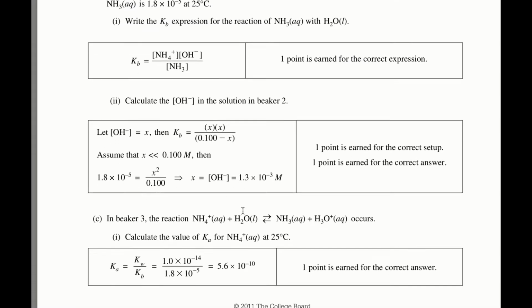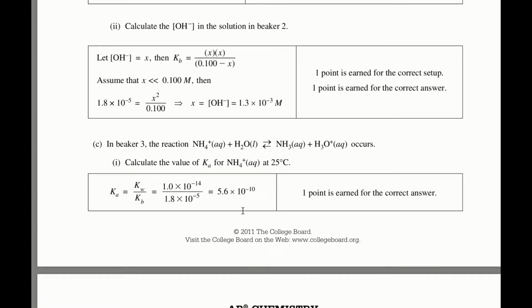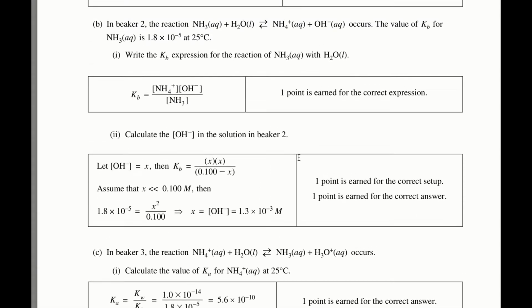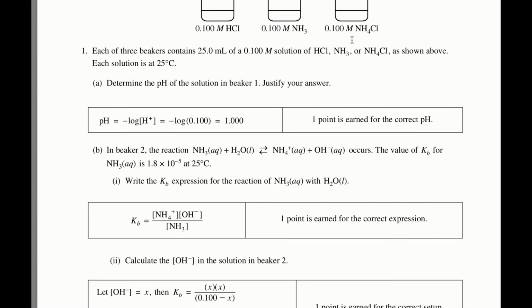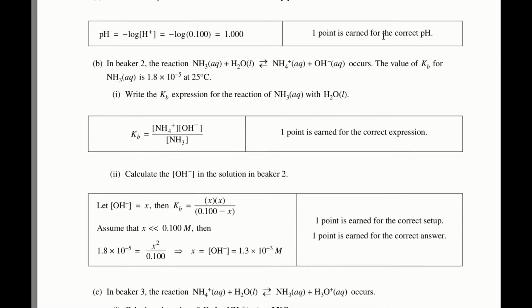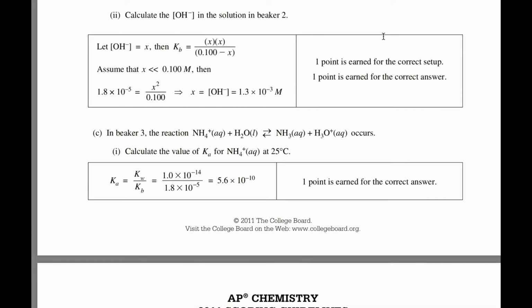Okay? All right, for C I, it says in beaker 3, this reaction occurs, and that occurs because NH4 is an acid, because NH4Cl is your salt. Remember, NH4 plus came from a weak base, which means it's going to be acidic. Cl minus came from a strong acid, and so you're going to ignore the Cl. So NH4 is going to act as an acid, so it shows you this reaction here. NH4 donates a proton, a hydrogen ion, to create the hydronium.